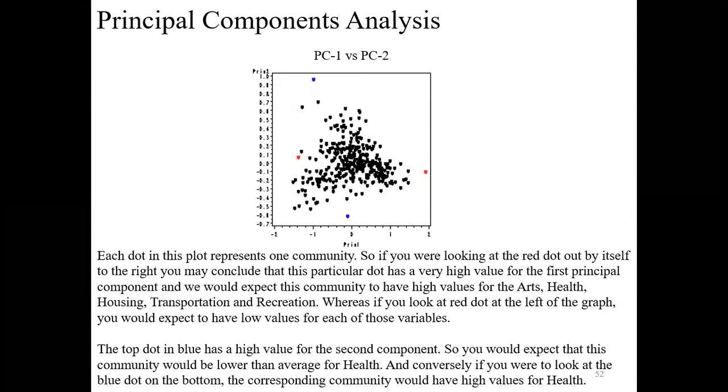And then conversely, the red dot on the left is a town where housing costs are low, but so are the availability of healthcare and recreation and all that. And then those two blue dots are just there to show you the same sort of thing for the second principal component that's being plotted on the y-axis. So they would have either a high or a low degree of the variables that are associated with that second principal component.